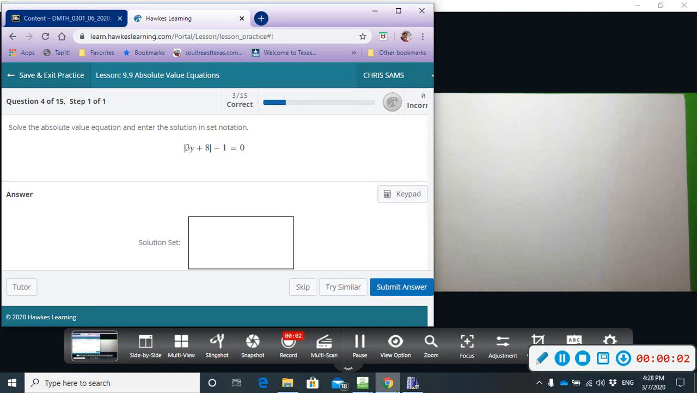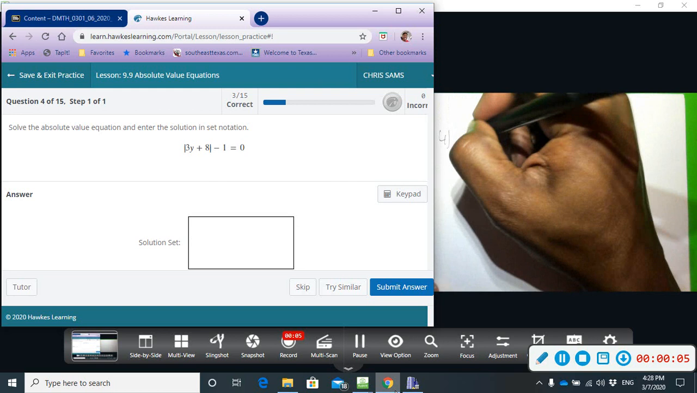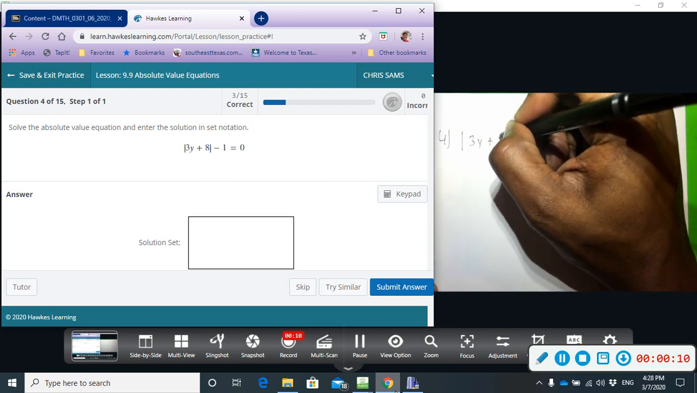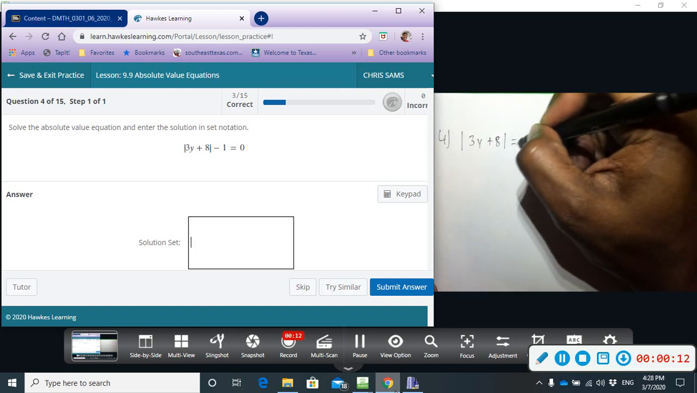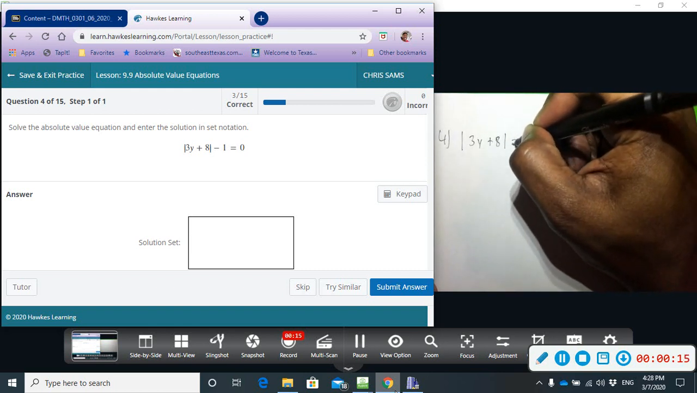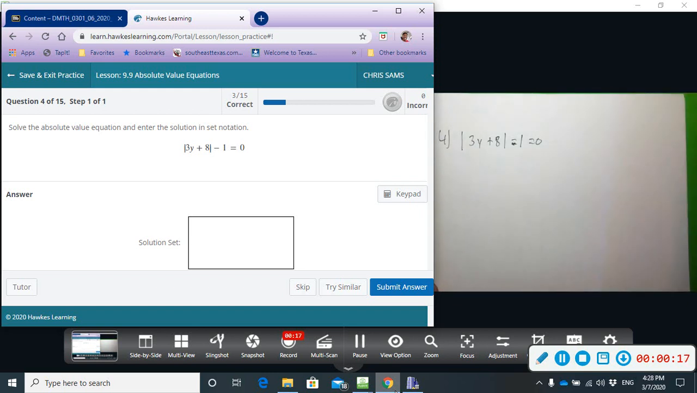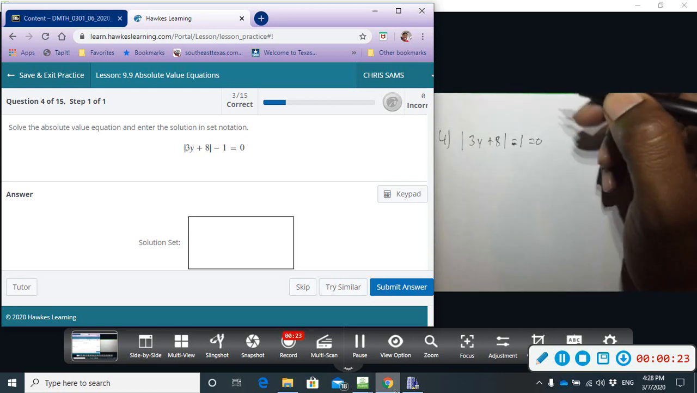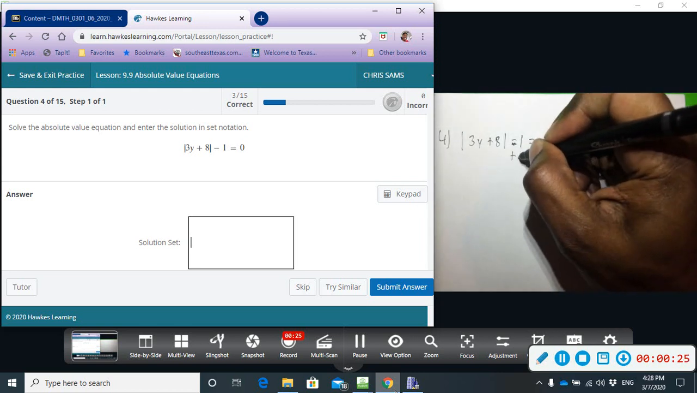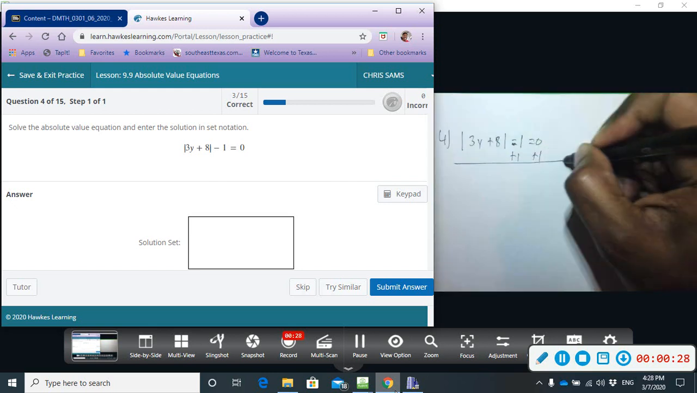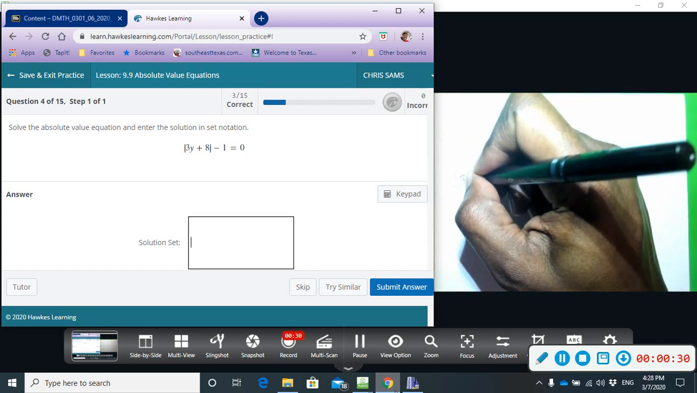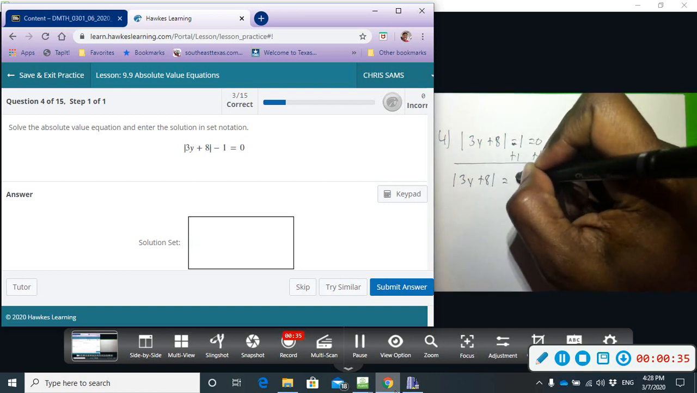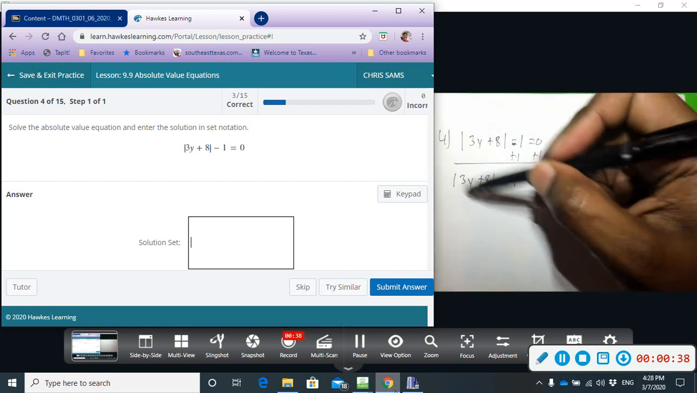All right, number four. We have absolute value of 3y plus 8, minus 1 equals 0. So first, we have to get it in standard form by moving the minus 1. So we're going to add 1 to both sides. And that gives us absolute value of 3y plus 8 equals positive 1. Now it's in standard form.